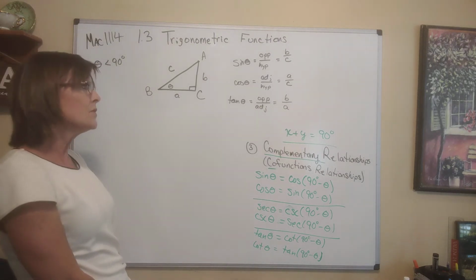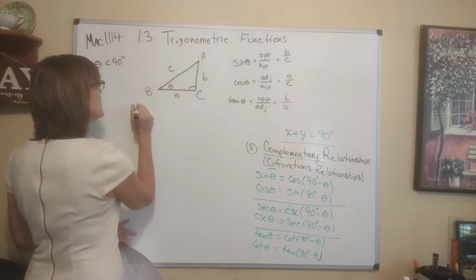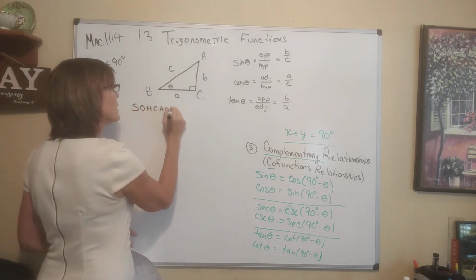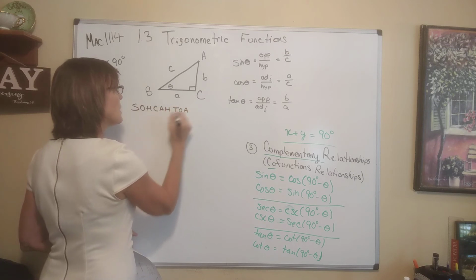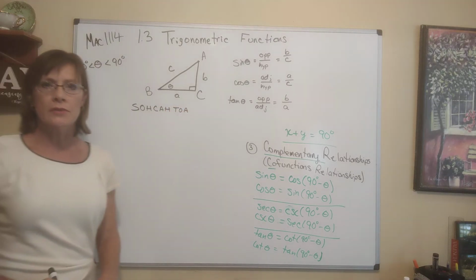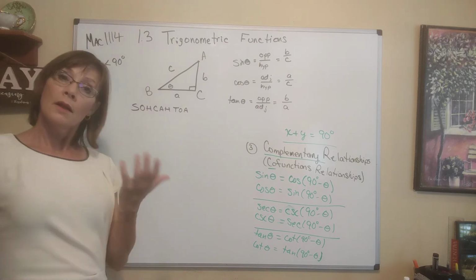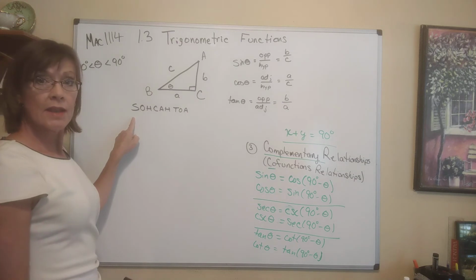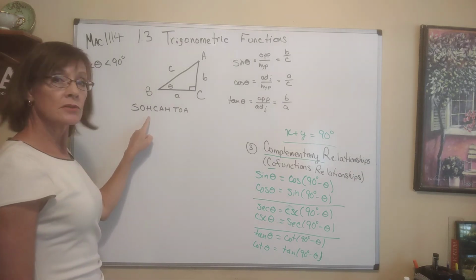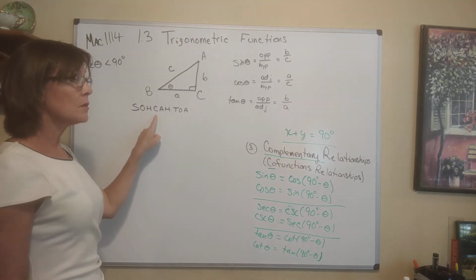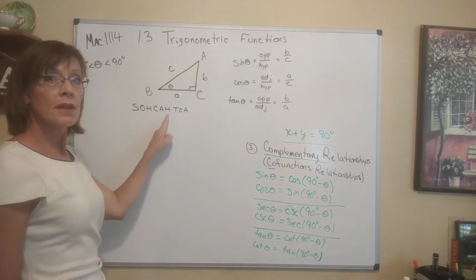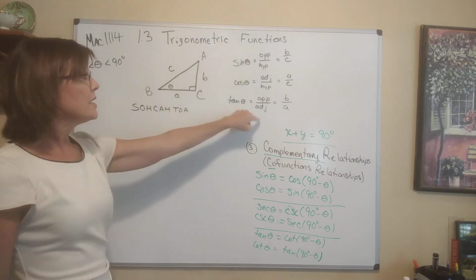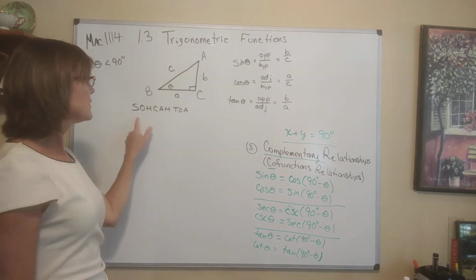Now, Sohcahtoa is a word I've used. This is how you spell it. This is a memory trick, a memory device to help remember how to do the trig functions. So what this means is that sine is equal to opposite over hypotenuse. Cosine is equal to adjacent over hypotenuse. Tangent is equal to opposite over adjacent. So this is not so hard to memorize.